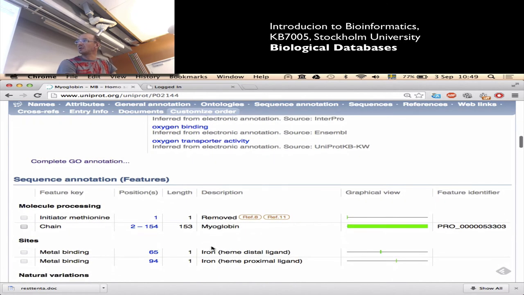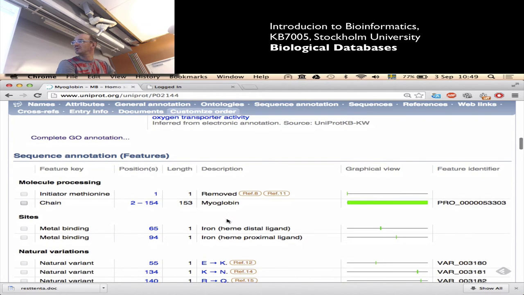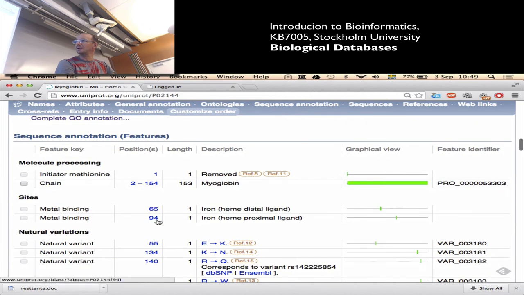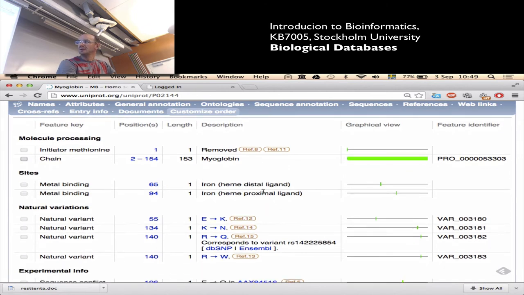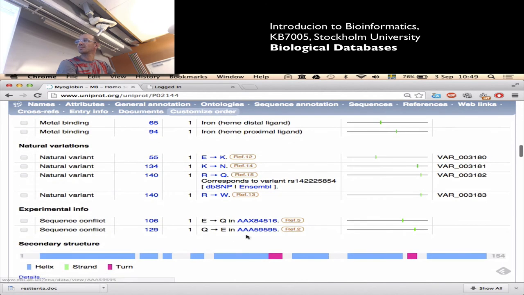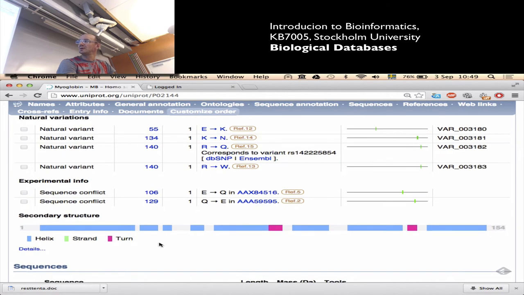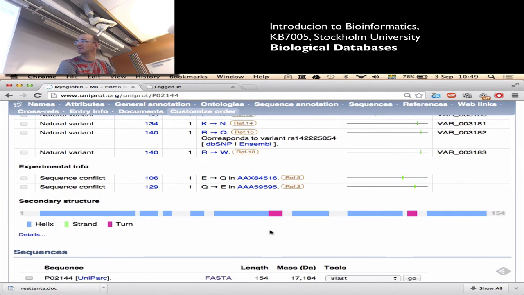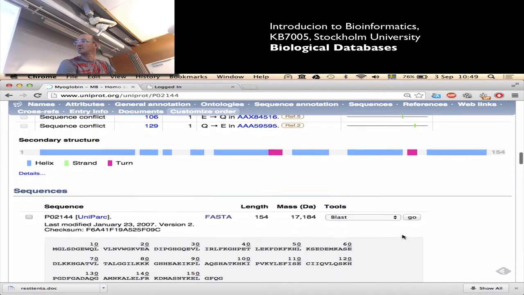And you have some annotation of the sequence, it's one chain, it starts with the methionine that is removed after translation. It has a heme binding here in positions 65 and 94. There are a number of known mutants here that are natural variants on these positions. And there are some experimental conflicts in this position. There's a secondary structure, so there are 1, 2, 3, 4, 5 helices and a few short helices, and some turns here. Here's the sequence.